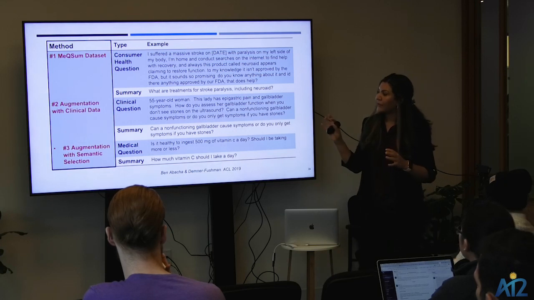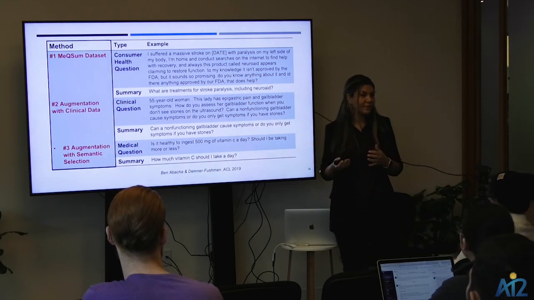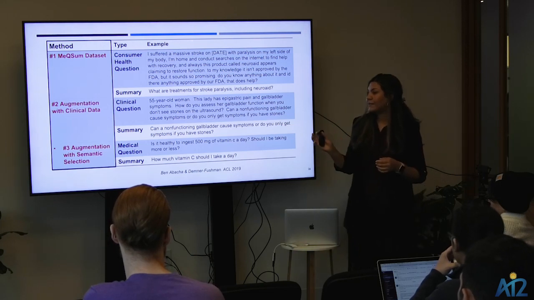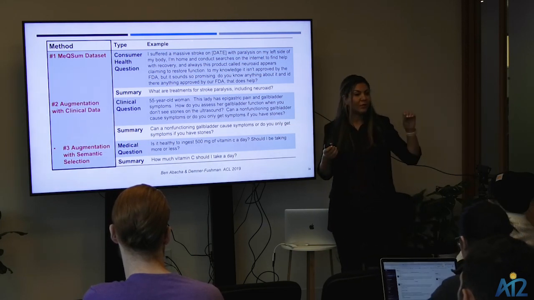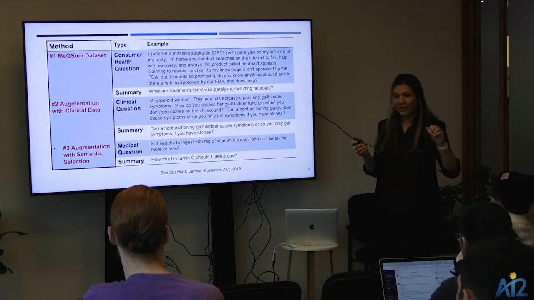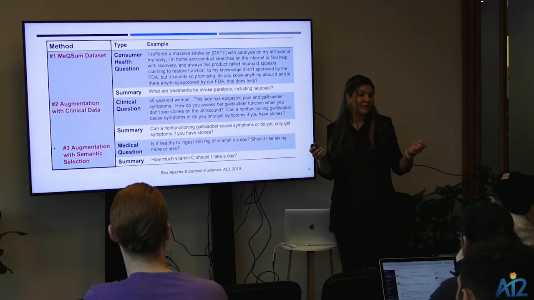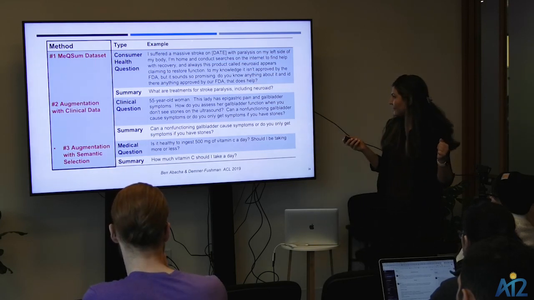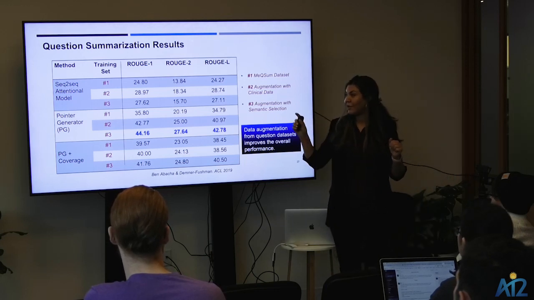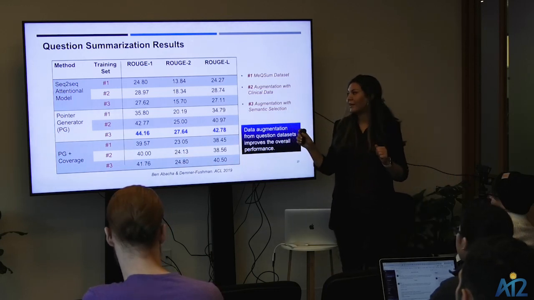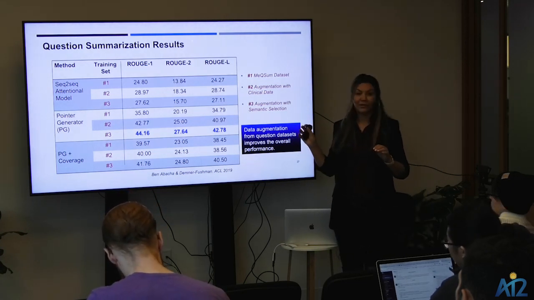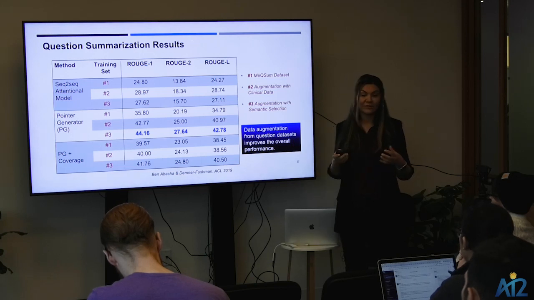In the second method, I added questions asked by doctors, so clinical questions. And in the third dataset, I added questions semantically selected from the Quora dataset, so medical questions that I selected using the MetaMap tool. So using the pointer generator trained on the third dataset, I got a ROUGE-1 score of 44%, which shows the relevance of data augmentation for question summarization.